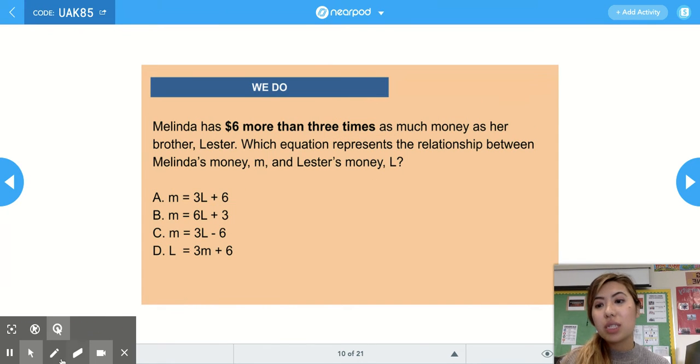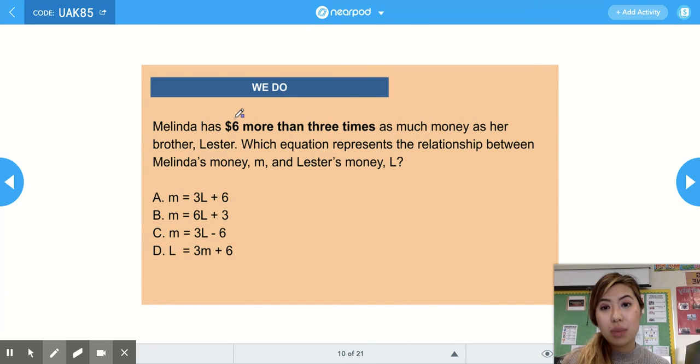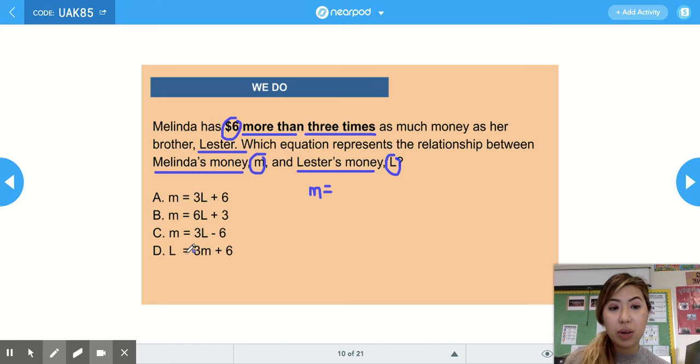For this we do, it says Melinda has $6 more than 3 times as much money as her brother Lester. Which equation represents the relationship between Melinda's money, M, and Lester's money, L? So in this case, we want to figure out Melinda's money. So our equation is going to be M is equal to. So that means that we can cross out answer choice D because that's the only one that has L is equal to. So we have M is equal to, Melinda has $6 more than.